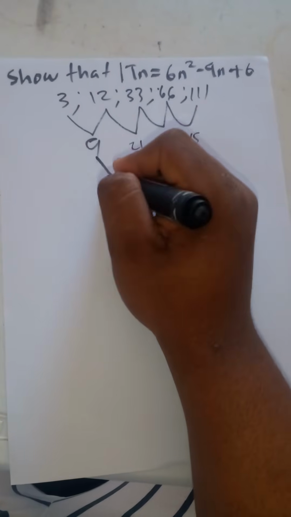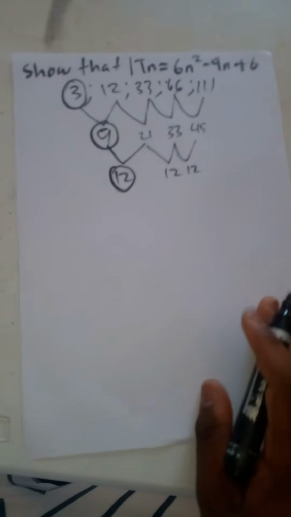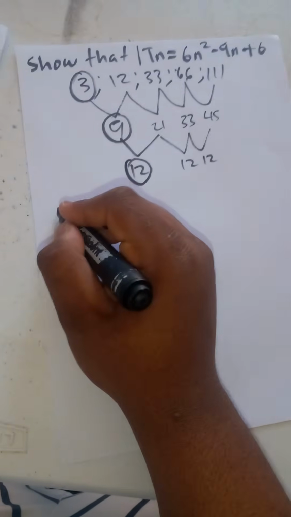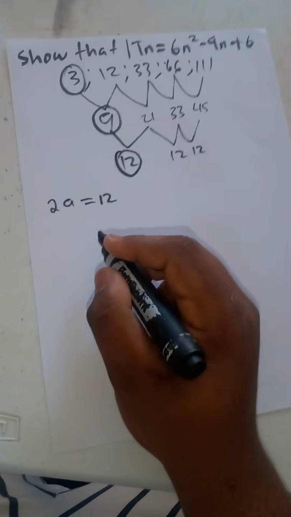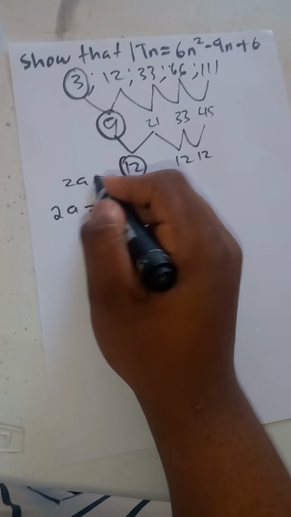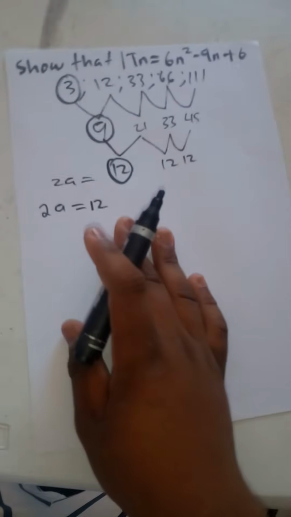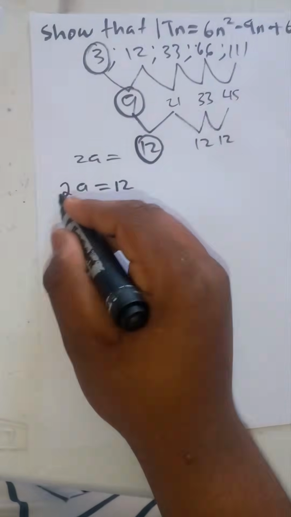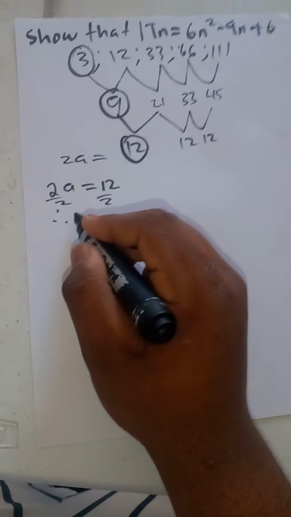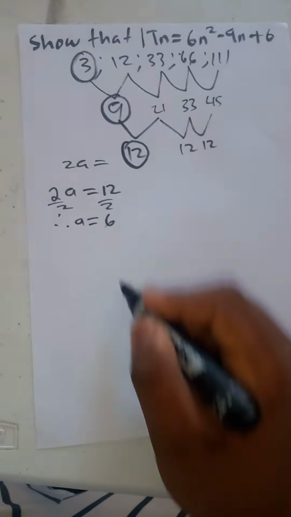But when you're forming a quadratic pattern, you are only considering these numbers. So now let's start. You will say that 2a is equal to 12. 2a is basically equal to the second common difference. And then let's solve for a. Therefore, we divide both sides by 2, so a is equal to 6.